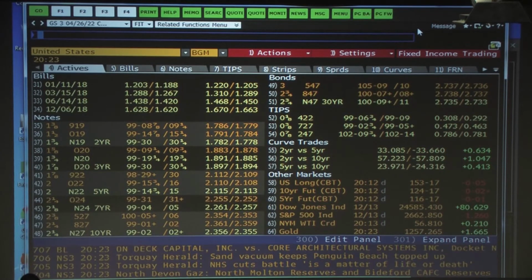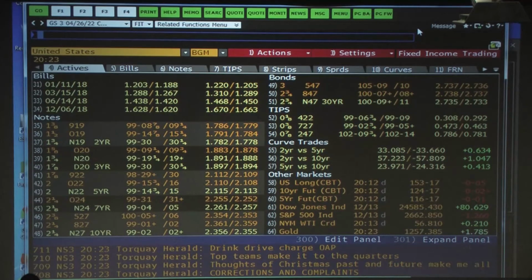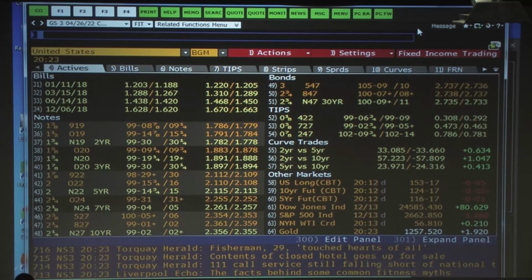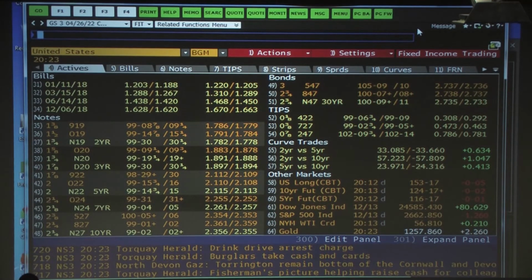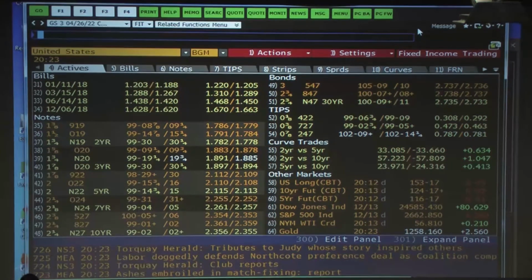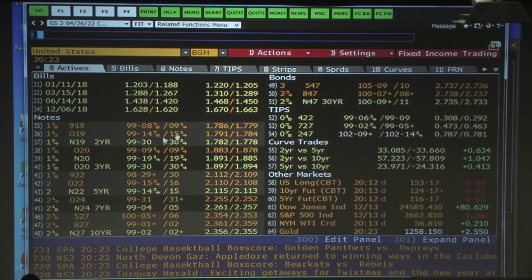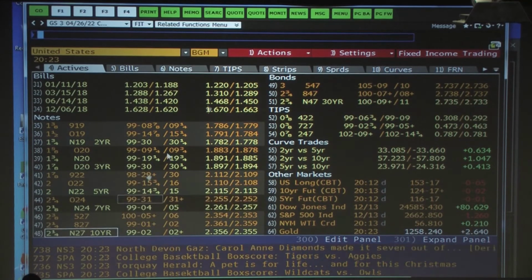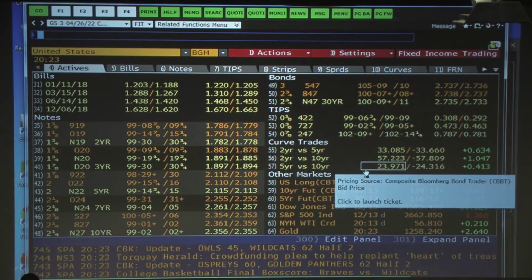If we look here, for the United States we have the bills that expire within less than a year. You can see the expiries here, all the dates are within the next year. Then you have the notes which last between 1 to 10 years, and then the bonds which last 10 to 30 years. You can see these are 2-year securities, 3-year, 5 years, 10 years, and then the bonds are all about 30 years. And then you have your TIPS.